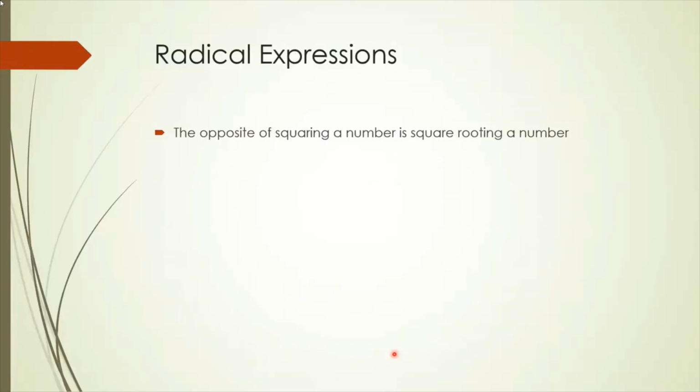So radical expressions, here are some rules, or the way to think about it. The opposite of squaring a number is square rooting a number. So if I consider 7 squared is 49, and negative 7 squared is equal to 49, the square root of 49 would be 7, because the opposite of squaring a number is square rooting a number. So to work backwards, when I square, I can square root.